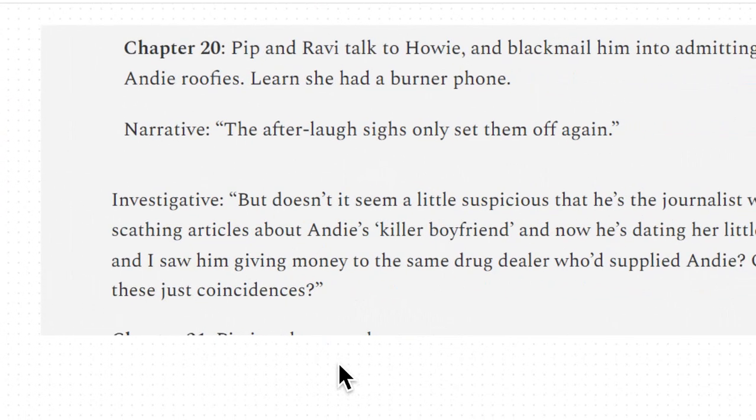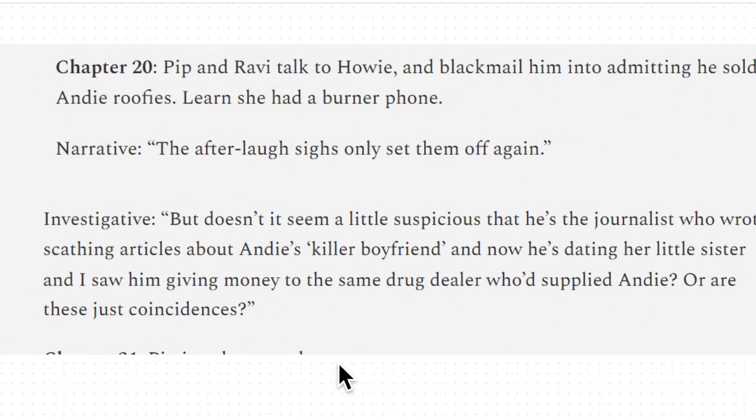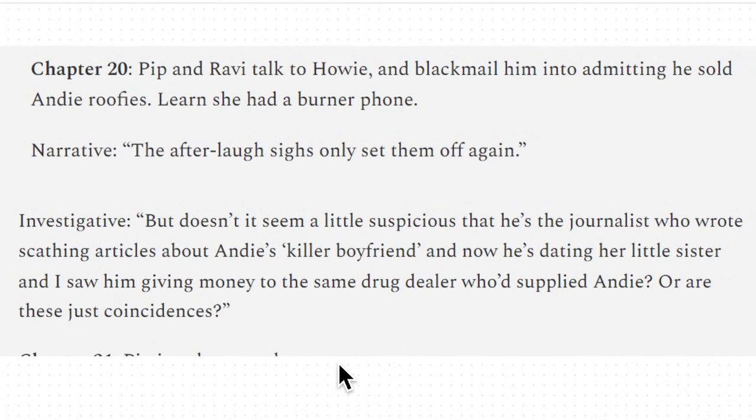And in chapter 20, Pip and Ravi talk to Howie. They blackmail him into admitting he sold Andy roofies. And they also learn that she had a burner phone. The after-laugh sighs only set them off again. This is another relationship-building last line between Pippa and Ravi.